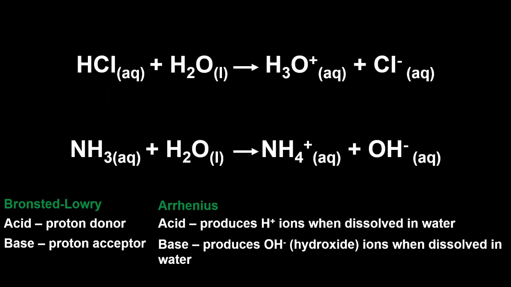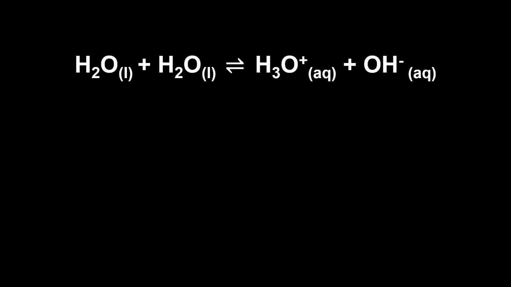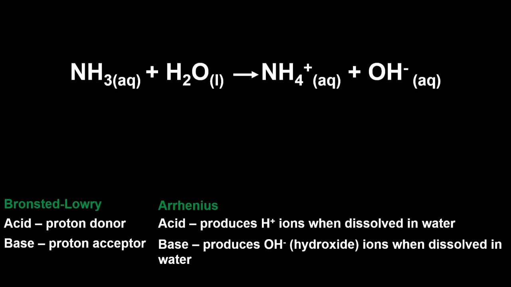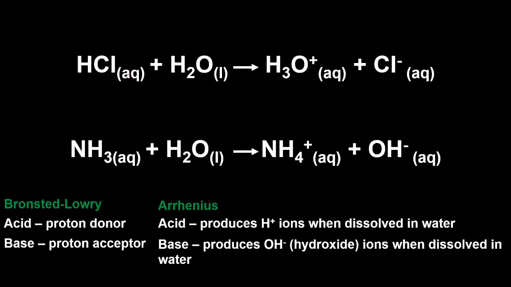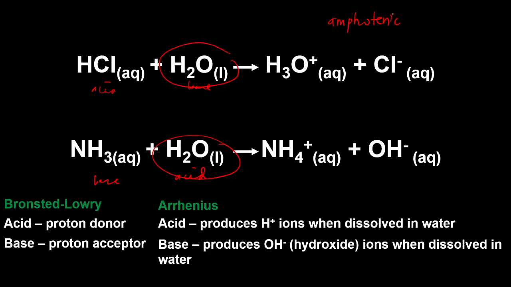So again, that's the difference between an acid and a base. As you see here, in this reaction this one is an acid, this one is a base. Then in the other reaction, this one is a base and this one is an acid. So H2O can be a base or it can be an acid. In this case, we call H2O amphoteric. Amphoteric substances can be an acid or a base.